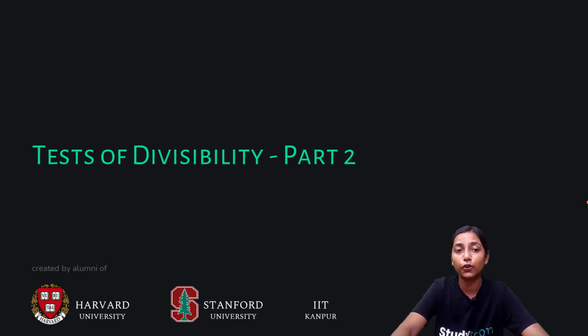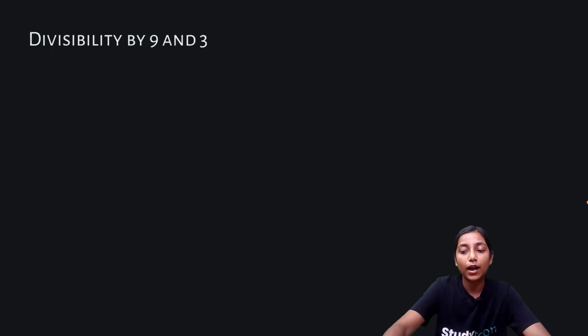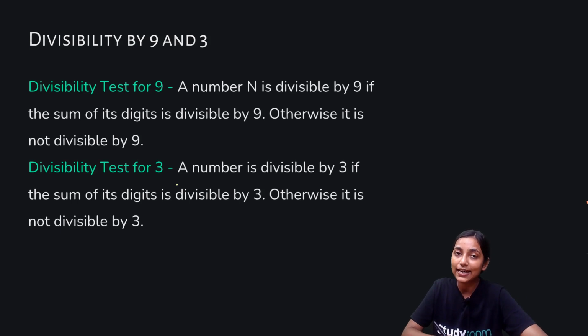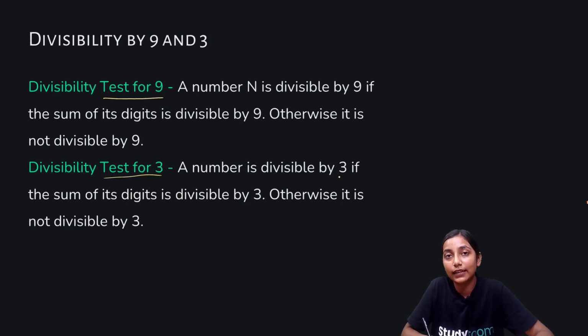Now we have part 2 for tests of divisibility. So what are the more tests for divisibility? Now we will be checking the divisibility of a number by 9 and 3. These are both the same rules. If a number n is to be divisible by 9, when does this happen? When the sum of its digits is divisible by 9. And if that is not so, then it is not divisible by 9. Similarly, the divisibility test for 3 is that a number is divisible by 3 only when the sum of its digits is divisible by 3. Otherwise, it is not divisible by 3.